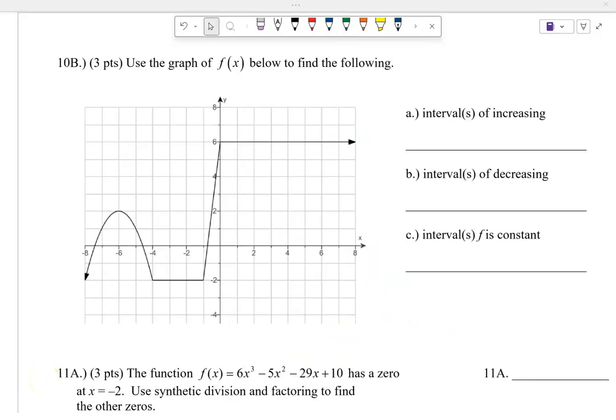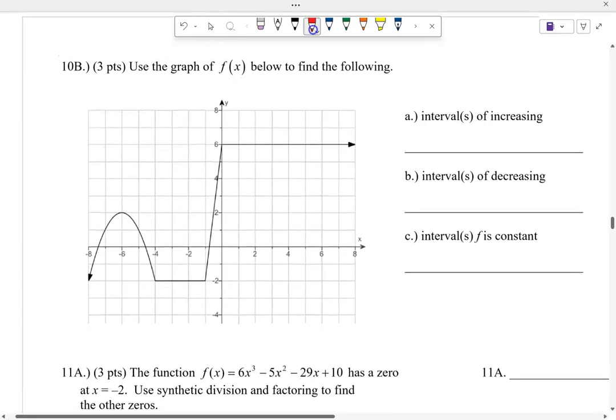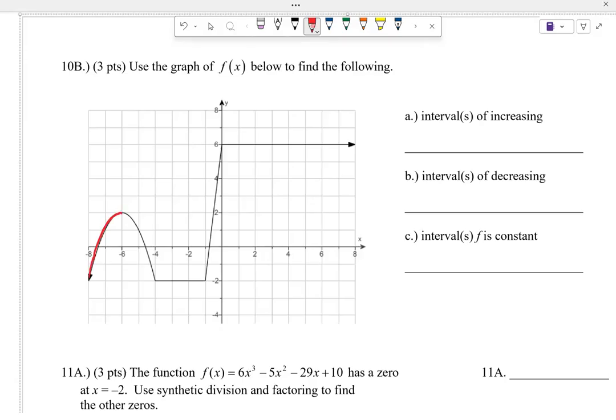All right, this time we're asked to use the graph to find the intervals of increasing. Where are we increasing? Where are we going up and to the right, if x1 is less than x2, where is f of x1 less than f of x2? Hopefully you can see on that interval up until negative 6, we are increasing.